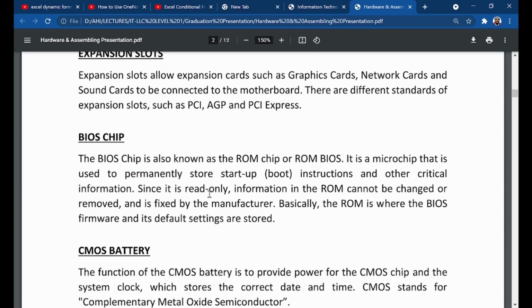Listen, since it is read-only, information in the ROM cannot be changed or removed, and is fixed by the manufacturer. Basically, the ROM is where the BIOS firmware and its default settings are stored. The BIOS is a program, it's a firmware. Later you learn about firmware and other things. Today you are learning about software, hardware. Later you learn about firmware and malware and other things. Alright.